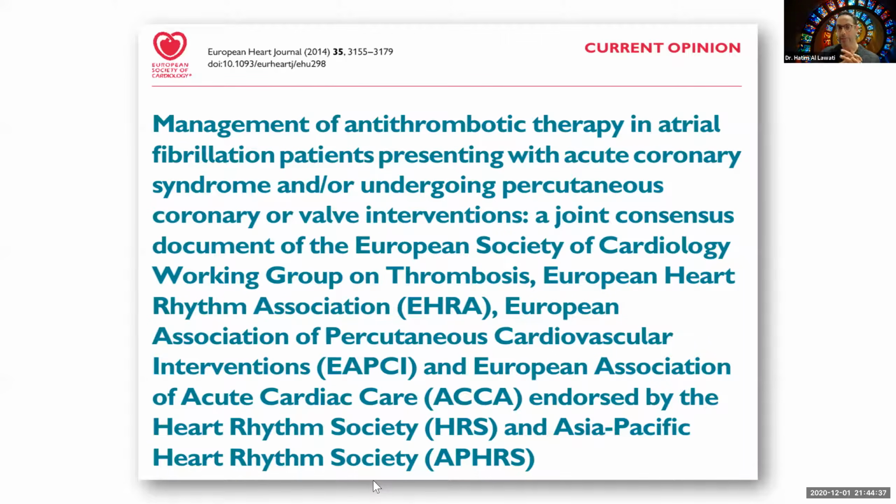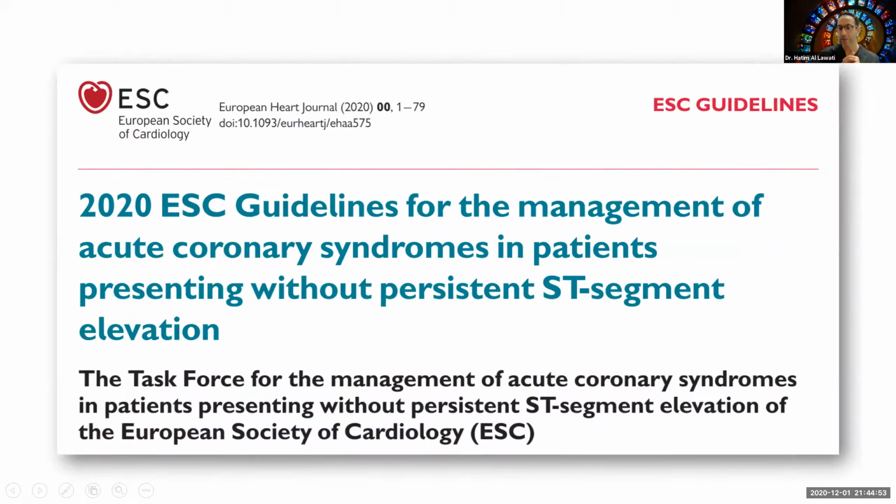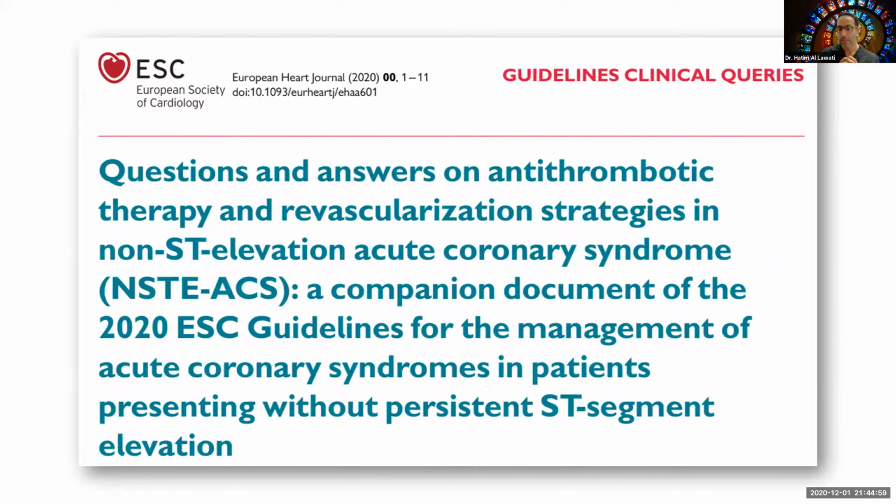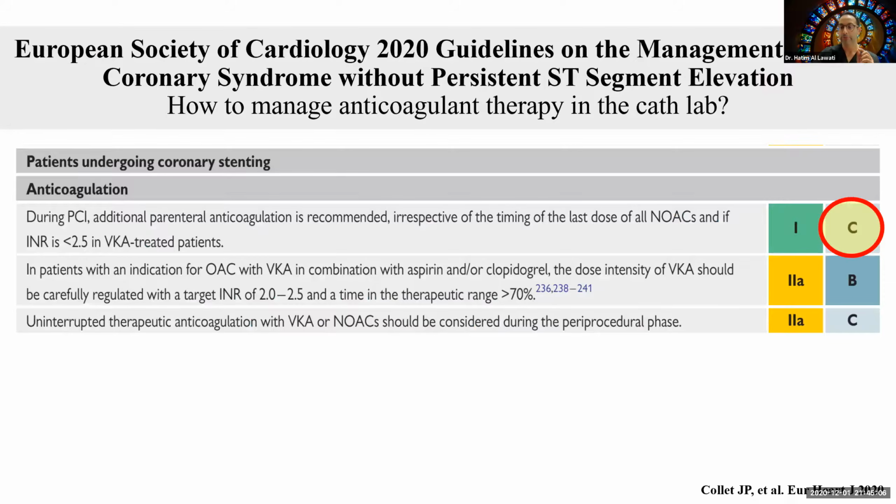The European Society of Cardiology released 3 documents, and all 3 documents share the same recommendations, starting with the document on the management of antithrombotic therapy in AFib patients presenting with ACS and undergoing PCI in 2014, to the most recent 2020 guidelines on the management of ACS without persistent ST segment elevation and their Q&A document. So this is derived specifically to answer those 2 questions we have in mind from the Q&A document.